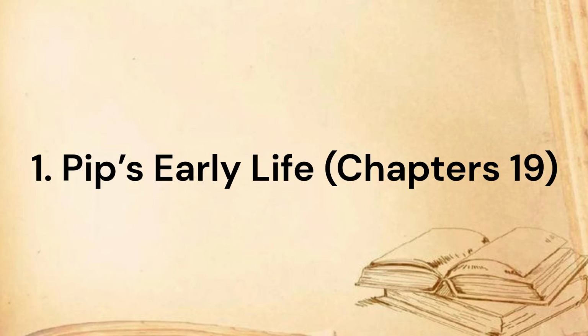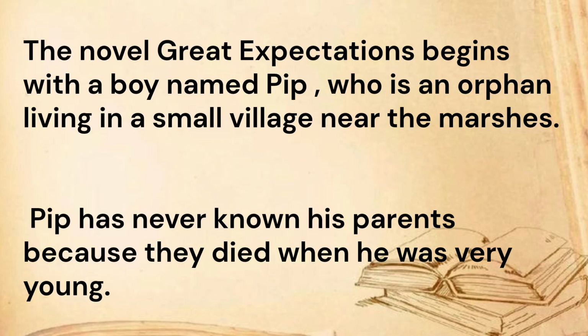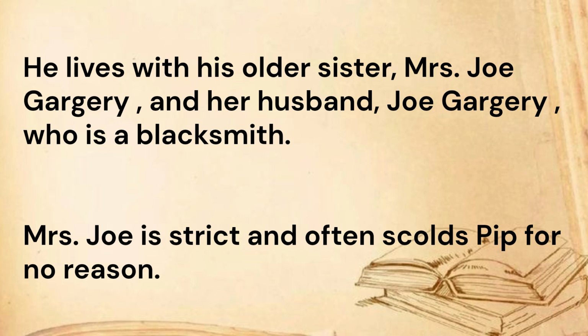Pip's early life, chapters 1-9. The novel Great Expectations begins with a boy named Pip, who is an orphan living in a small village near the marshes. Pip has never known his parents because they died when he was very young. He lives with his older sister, Mrs. Joe Gargery, and her husband, Joe Gargery, who is a blacksmith.